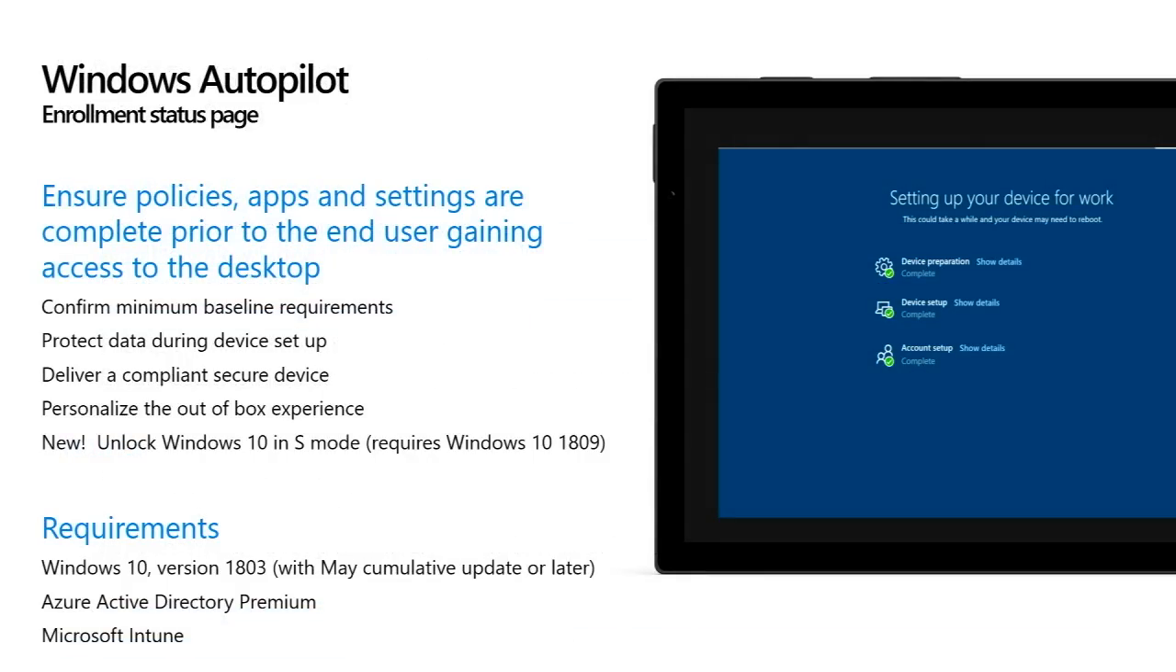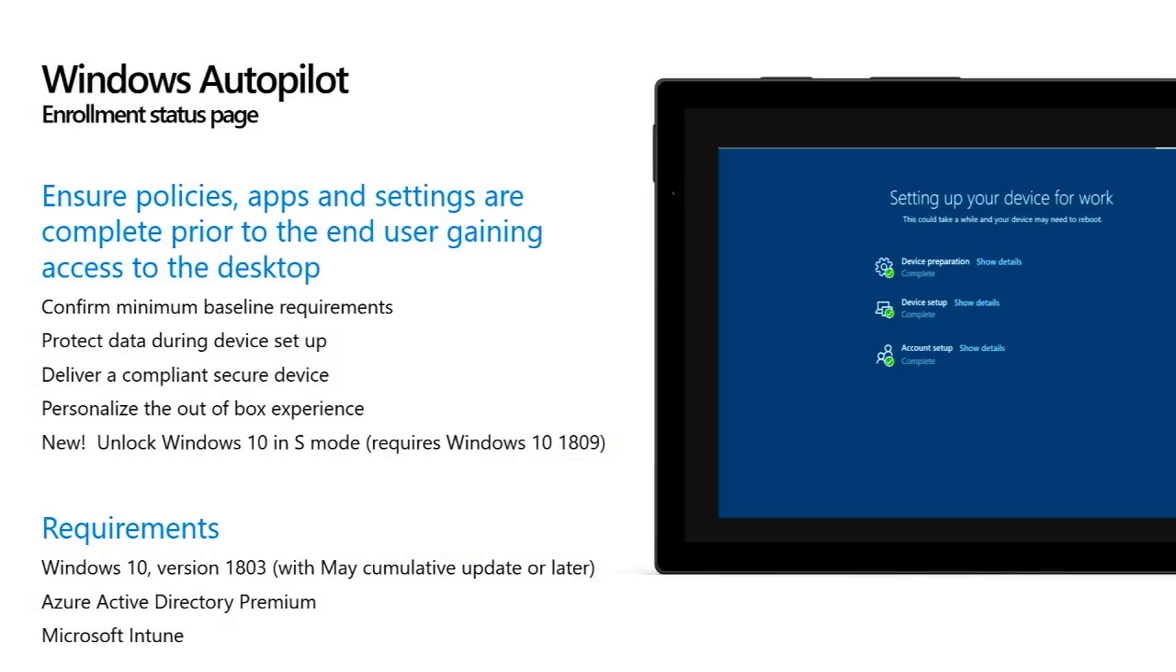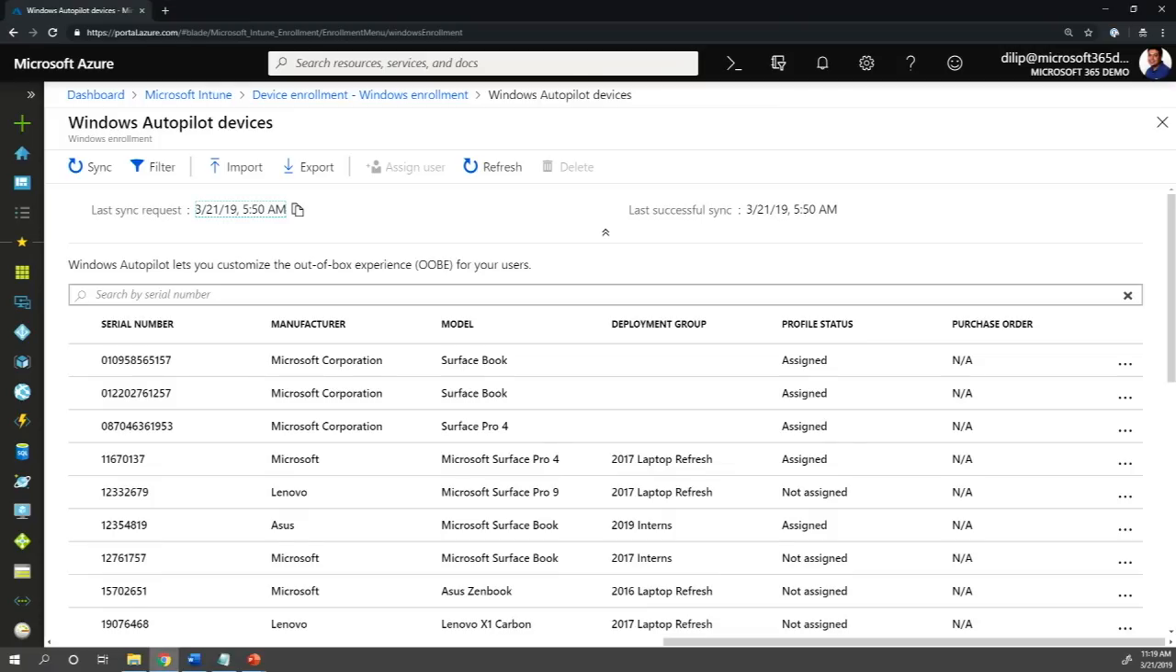The enrollment status page is a feature that we rolled out in 1703. What it is, is a way for Autopilot to effectively lock the end user in the out-of-box experience until all of the required applications, network profiles, certificates, and security policies arrive on the machine. So this ensures that no end user goes to the desktop before your security software, for example, is on that machine. The way to turn this feature on, I'll go back quickly since I have the Intune portal open.